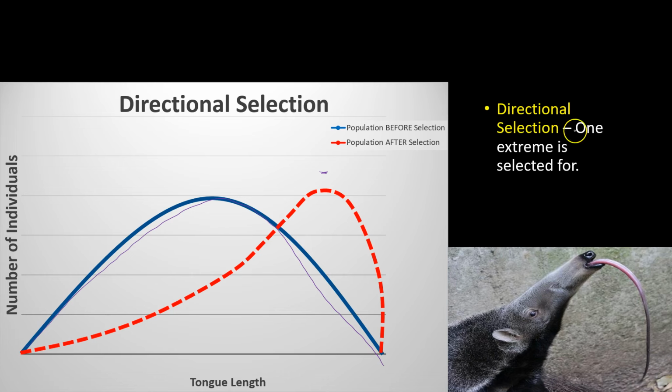We'll say one extreme is selected for, okay? So the longer the tongue of the anteater, the more beneficial that is, and the more likely they're able to gather resources and survive and reproduce.